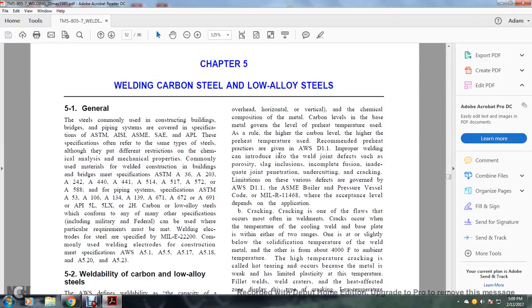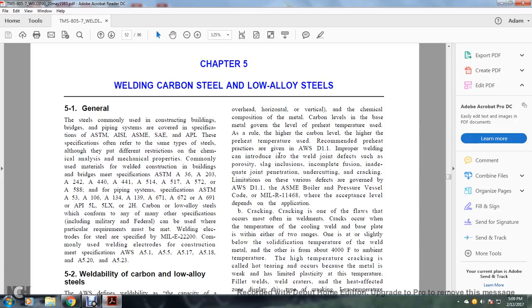Alright, Chapter 5, Welding Carbon Steels and Low Alloy Steels. 5-1 General. Steels commonly used in construction, buildings, bridges, and piping are specifically covered by specifications of the American National Standards Institute, the American Iron and Steel Institute, the American Society of Mechanical Engineers, the Society of Automotive Engineers, and the American Petroleum Institute, or API. These specifications refer to the same types of steel, although they are worded differently.